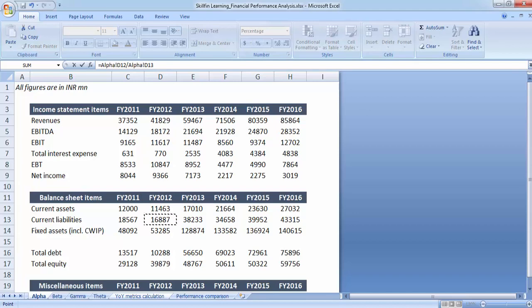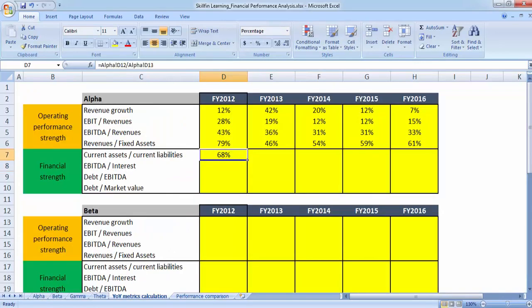So cell D12 divided by cell D13 gives me the current assets to the current liabilities ratio for the year 2012. I press enter. I copy this formula and I drag it to the right. And just to remind, current assets to current liabilities is nothing but the ability of the firm to pay the short-term liabilities from its current assets. Hence, the higher the number, the better it is from the company's solvency point of view. Let's go to the next metric.